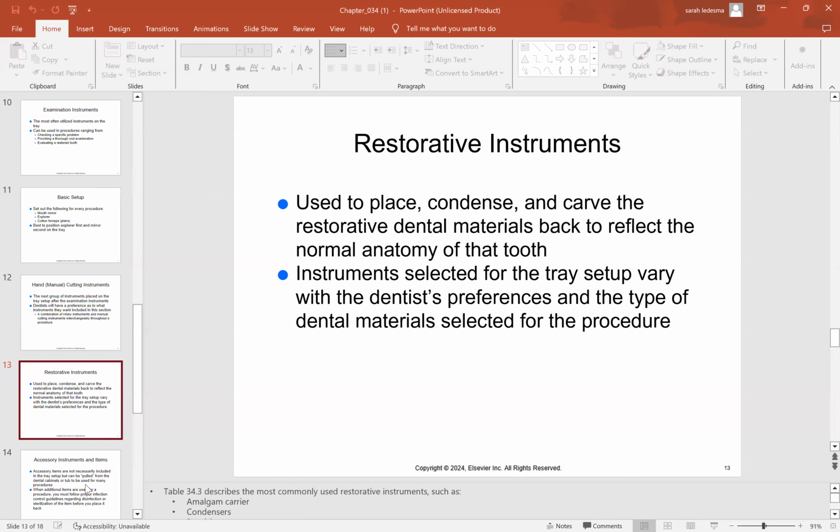Then we have our restorative instruments. These are used to place, condense, and carve restorative dental materials back to reflect the normal anatomy of the tooth. These are selected for the tray setup based on the dentist's preference and the type of dental material selected for the procedure. So with restorative, we have amalgam versus composite. So those instruments are going to reflect that.